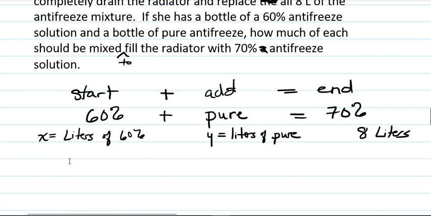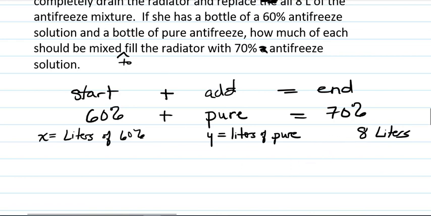So we can think of it as two unknowns. We don't know how many liters of the 60% solution we're going to start with. We don't know how many liters of pure antifreeze we're going to add. And we definitely know, though, that we want to end up with a 70% solution that has a total of 8 liters, filling the whole tank.